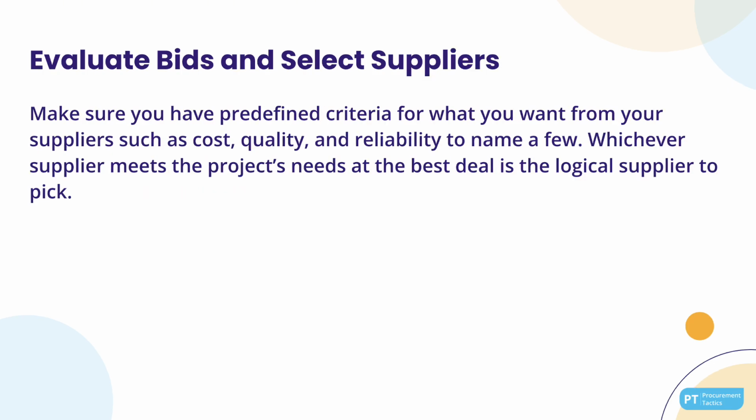So you have your bids and now they are all lined up for you to evaluate. Make sure you have predefined criteria for what you want from your suppliers, such as cost, quality, and reliability, to name a few. Whichever supplier meets the project needs and the best deal is the logical supplier to pick. Then it's all a matter of negotiating the contract terms from there.